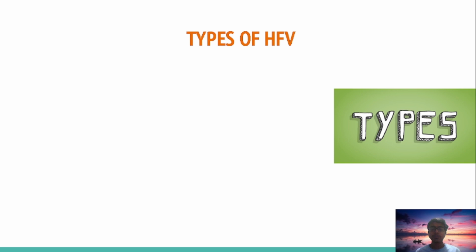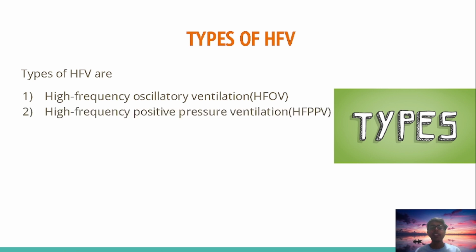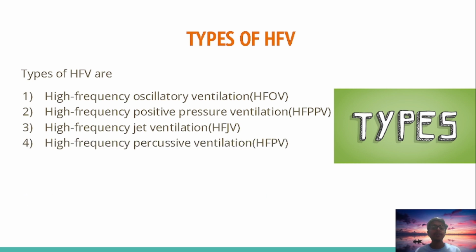So there are 4 types of HFV. First one, high frequency oscillatory ventilation, HFOV; high frequency positive pressure ventilation, HFPPV; high frequency jet ventilation, HFJV; and high frequency percussive ventilation, HFPV. These are the 4 types of HFV. In this, the first type, high frequency oscillatory ventilation, we will see now.